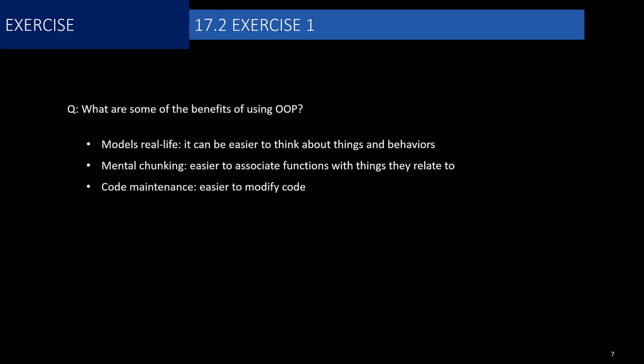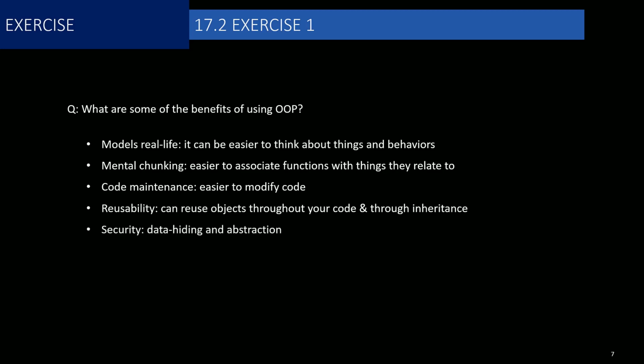It's easy to find where something is because it's already associated with a particular file. It also supports reusability because it's easy to use objects throughout your code and to extend them through inheritance, and we're going to talk about that. Data hiding and abstraction adds to your code security. You're not able to manipulate things because all of the attributes are protected within the object, and you can only access them through methods that the author of the class has specified. And there's a lot of other reasons too.